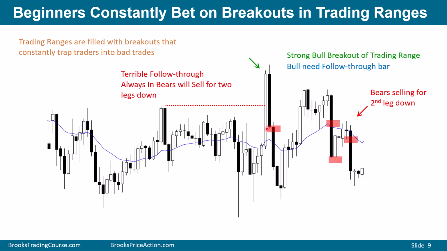So what do the bears do? The bears say, yeah, the bulls had a chance, but no surprise, they failed. I'm going to sell below this bar and put a stop above, betting that we're going to get two legs down. Some bears sell here, they sell the bear breakout, they sell here. The point is, beginners are betting on breakouts of trading ranges, and instead, they should wait for clear breakouts. They need more than just one bar when the moving average is flat.